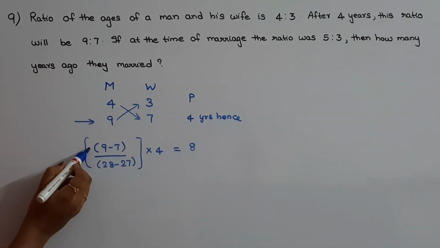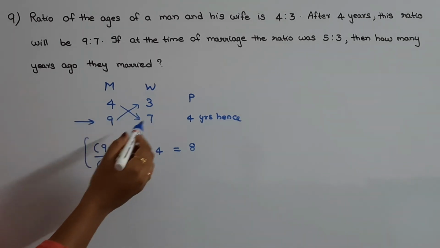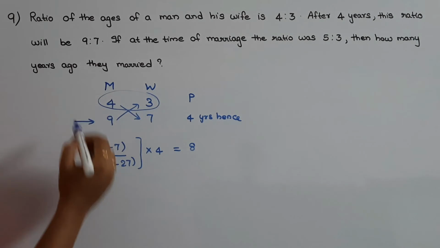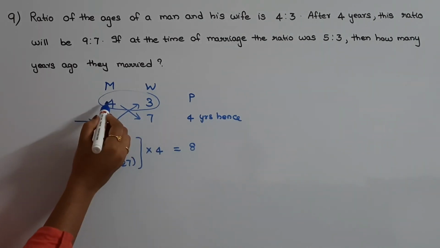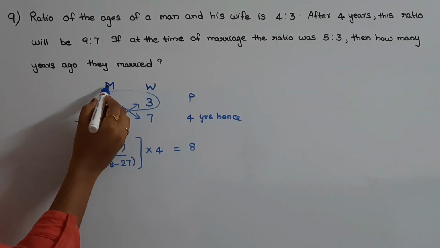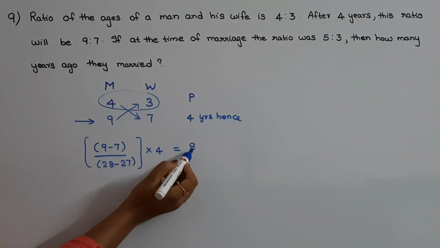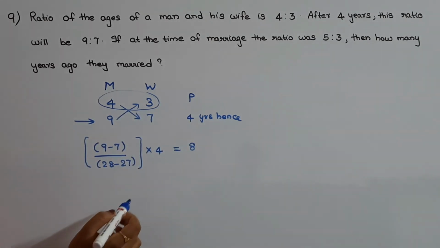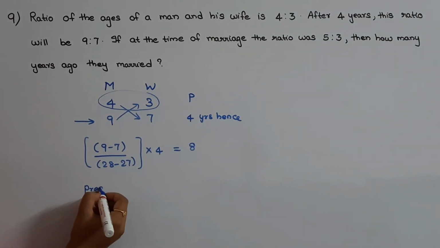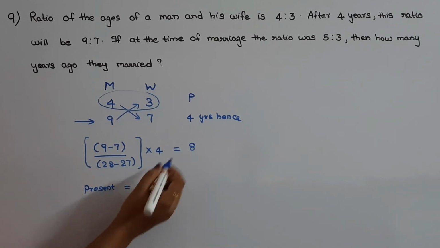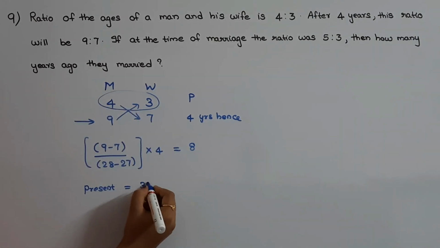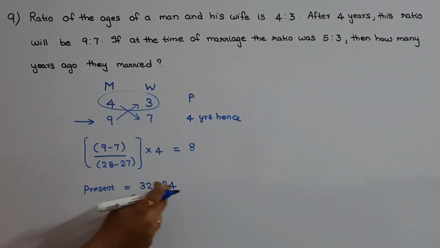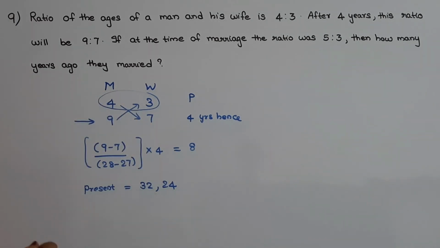Now here in the numerator, we took the difference of this ratio. Okay, so we need to multiply this to the other ratio. Okay, so on multiplying this 8 by 4, we will get the age of man at present. And on multiplying this 8 by this 3, we will get the age of his wife at present. Okay, so the present ages of man and wife will be equal to 8 into 4, that is 32, and 8 into 3, that is 24. Okay, now these are the present ages of man and his wife.